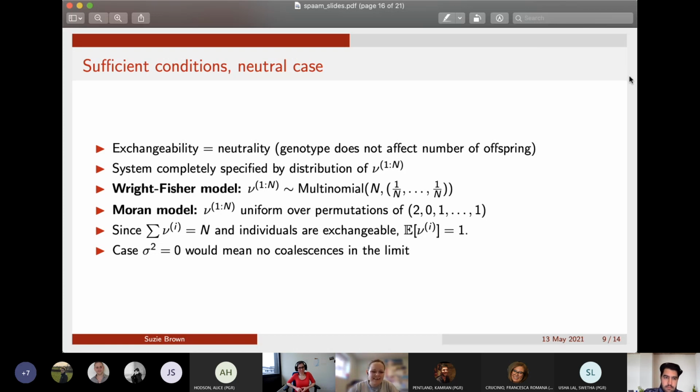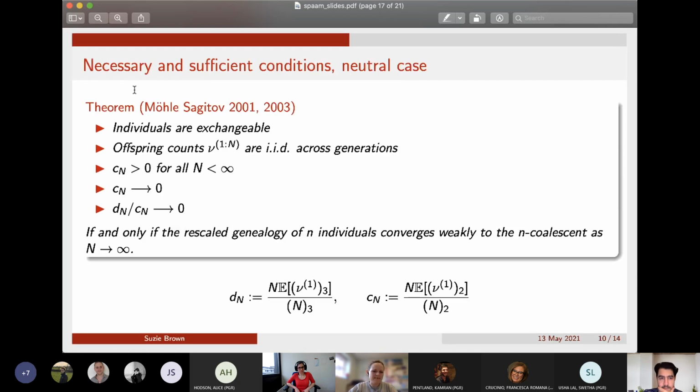Okay, so this was a nice result from Kingman, which gave us sufficient conditions, but as I said before, the condition that all of the moments are finite is a bit hefty, and it turns out that it's not really necessary. So a bit later, we have this theorem from Moehle and Sagitov.